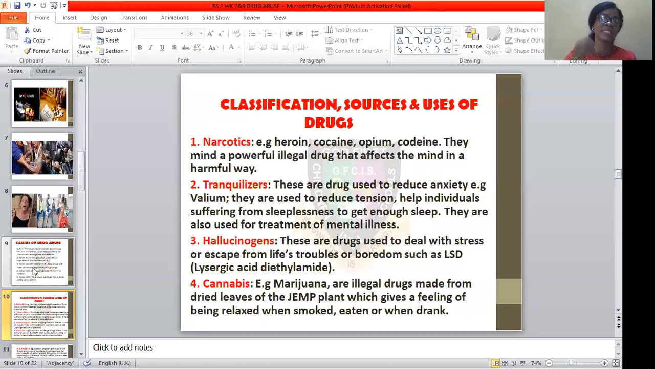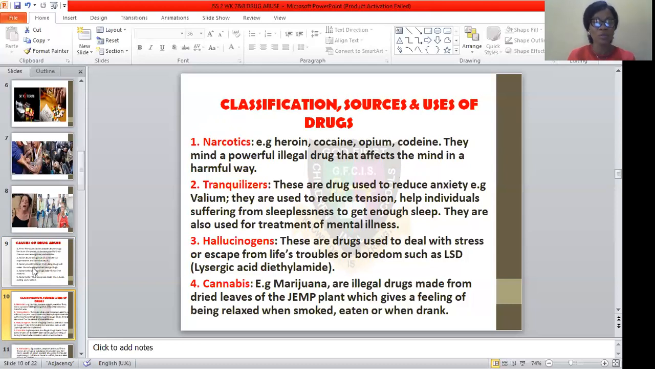And because it contains codeine, and they might have even mixed some other chemicals inside it, they take it, they go home, they feel high, they feel powerful, they feel daring. This is not right. It is a wrong use of drug.